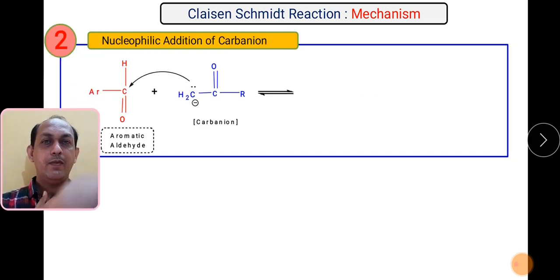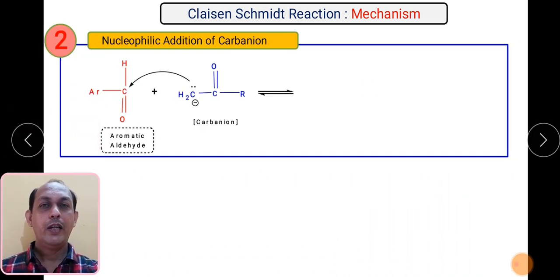So let us see in the next step what happens. The carbanion formed in the first step then reacts with the aromatic aldehyde which does not contain an alpha hydrogen atom. Remember, this is very important. As we know, a carbanion is a species having very good electron density, so it will attack the carbonyl carbon which is quite electron deficient. As a result, a carbon-carbon bond is formed between the carbonyl carbon of the aromatic aldehyde and the alpha carbon of the carbanion.